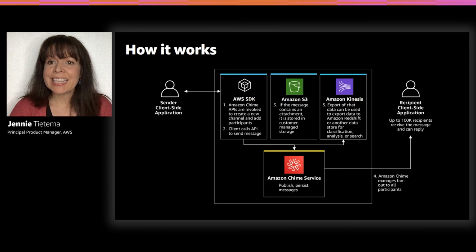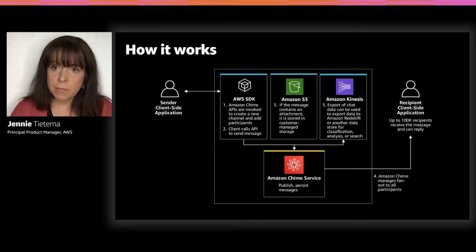One user on a client-side application is connected to a WebSocket provided by Amazon Chime. Their client also has access to the Amazon Chime messaging APIs available in the AWS SDK. This user is a member of a channel, along with up to 100,000 other users who are also connected to an active WebSocket on their client.